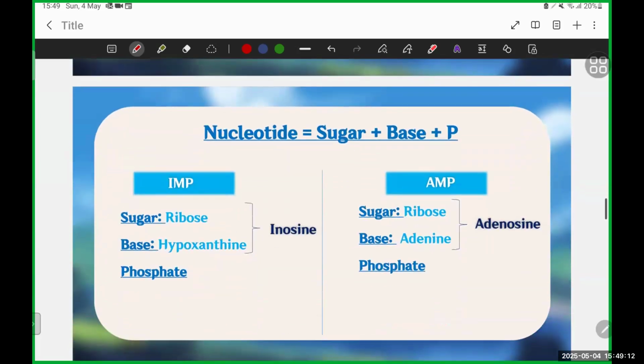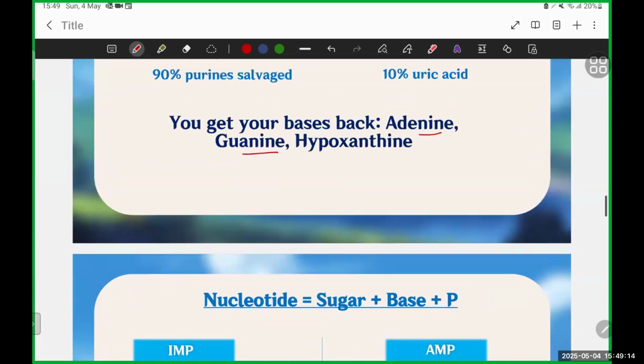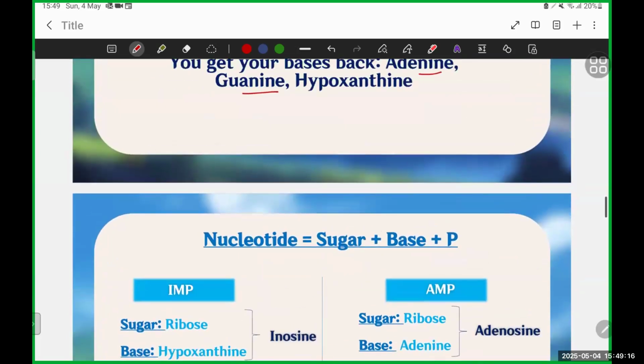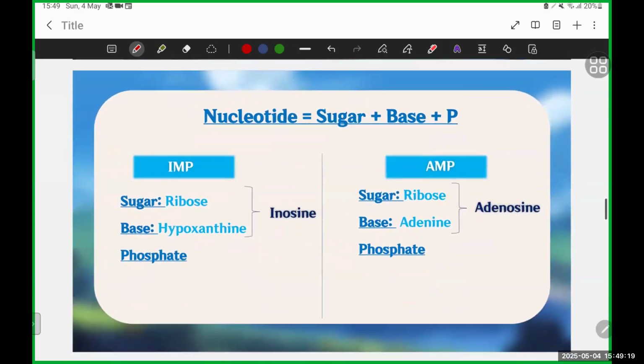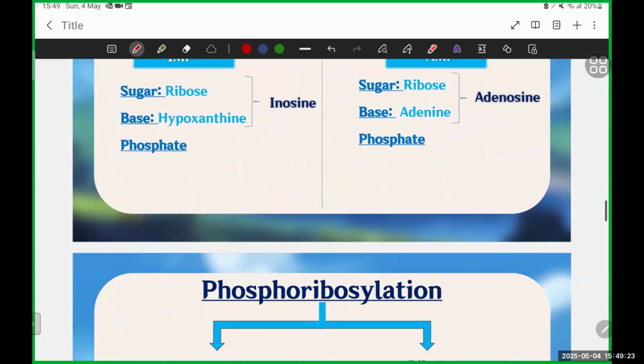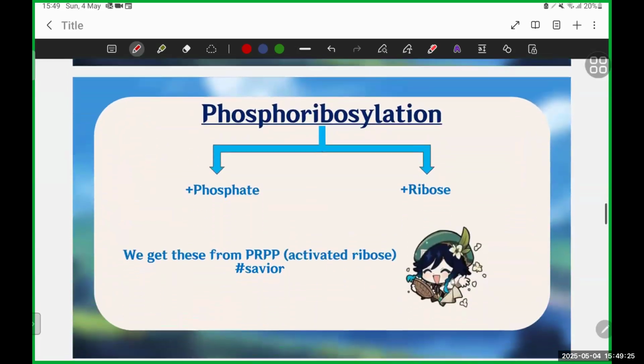Okay. This is basically if you forget what hypoxanthine was, I put it here again. So hypoxanthine is the base for IMP. Okay. How do we get the bases back? You have the base, adenine, for example. I think adenine is my favorite one. I think I just used that as an example everywhere. You have adenine, all right? And this is your base.